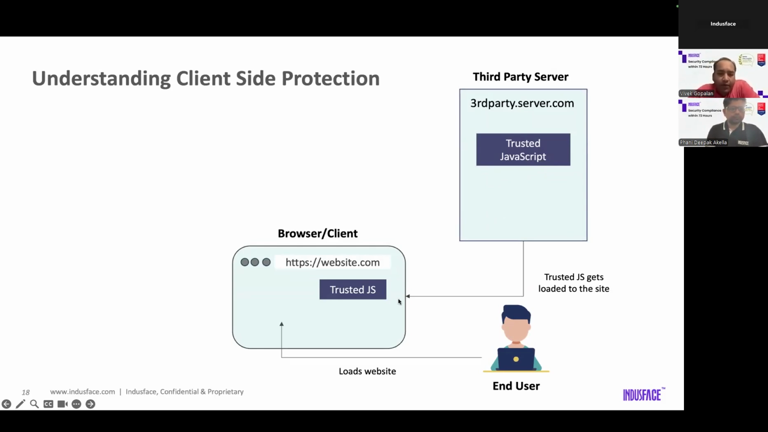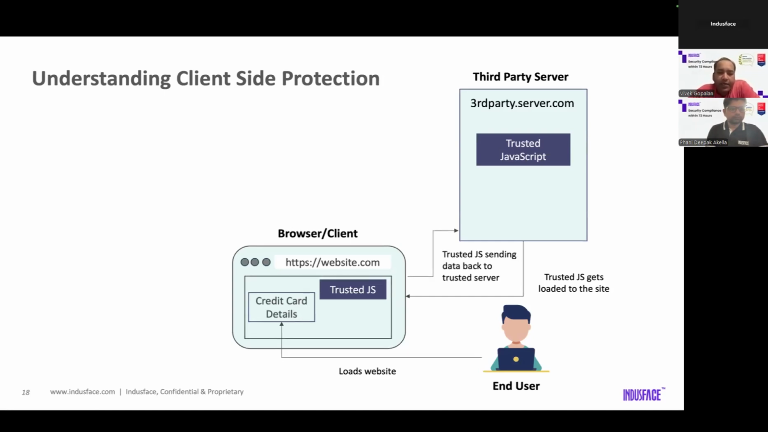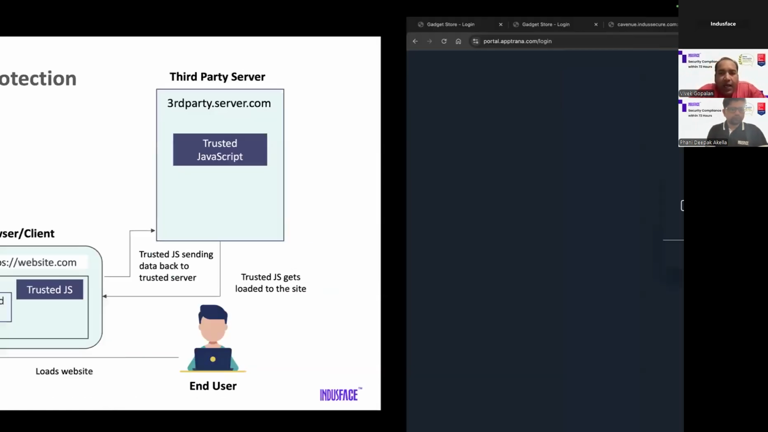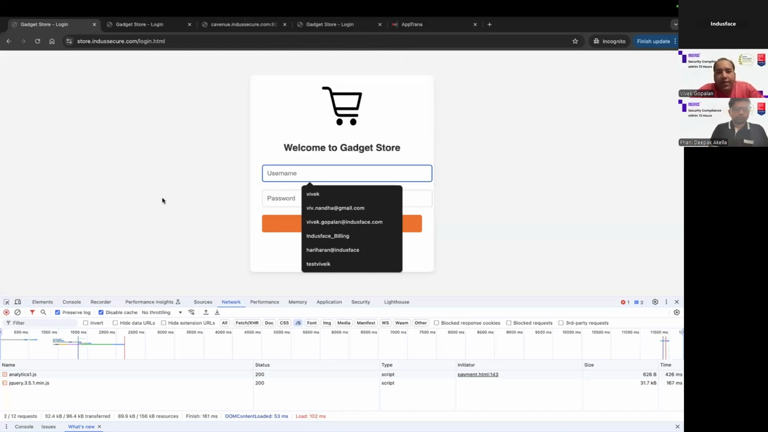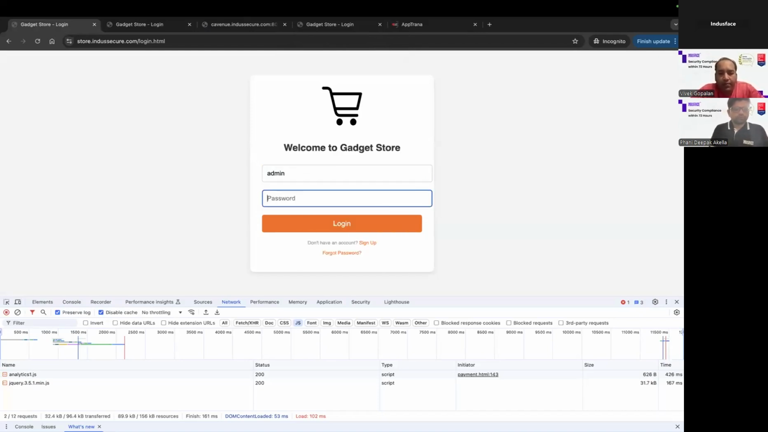Now, as part of your application, I have to give credit card details. This credit card detail is stored in your browser, and the JavaScript just sends the analytics back to the third-party server. Imagine this is your application state. I'll also show it as part of the real life scenario. Imagine this is your web application. I'm the end user, loading it. I'm going into the cart.